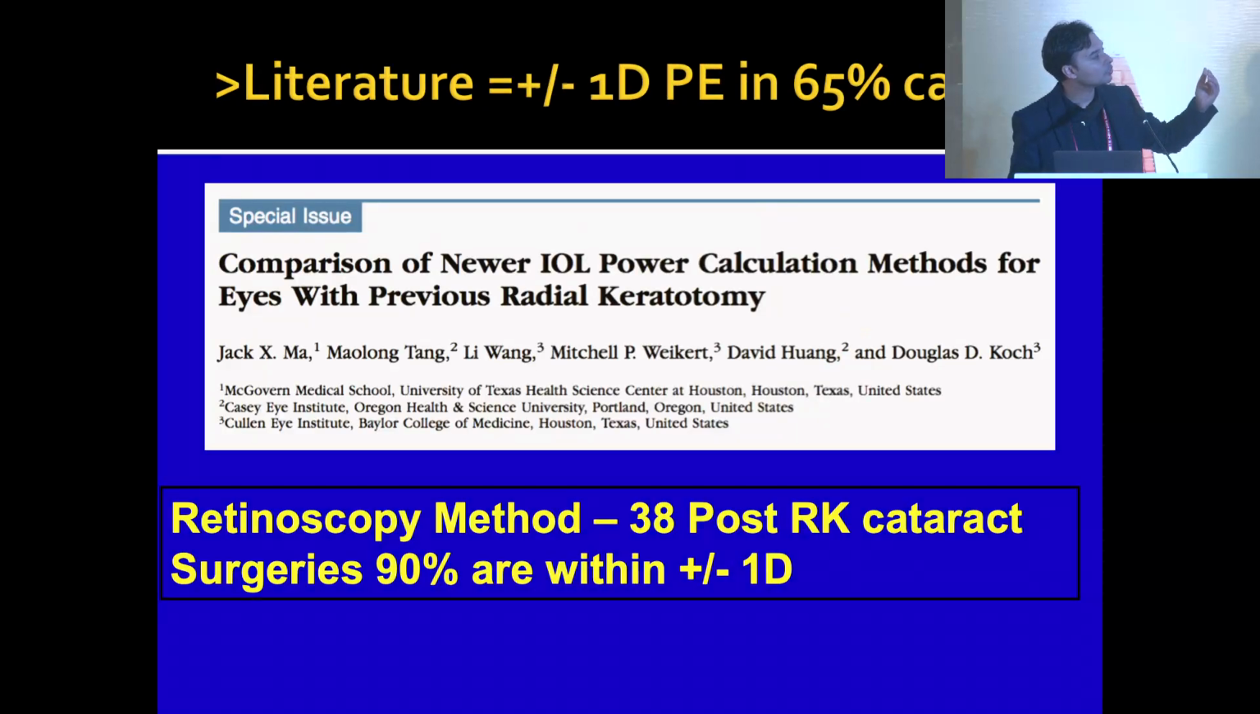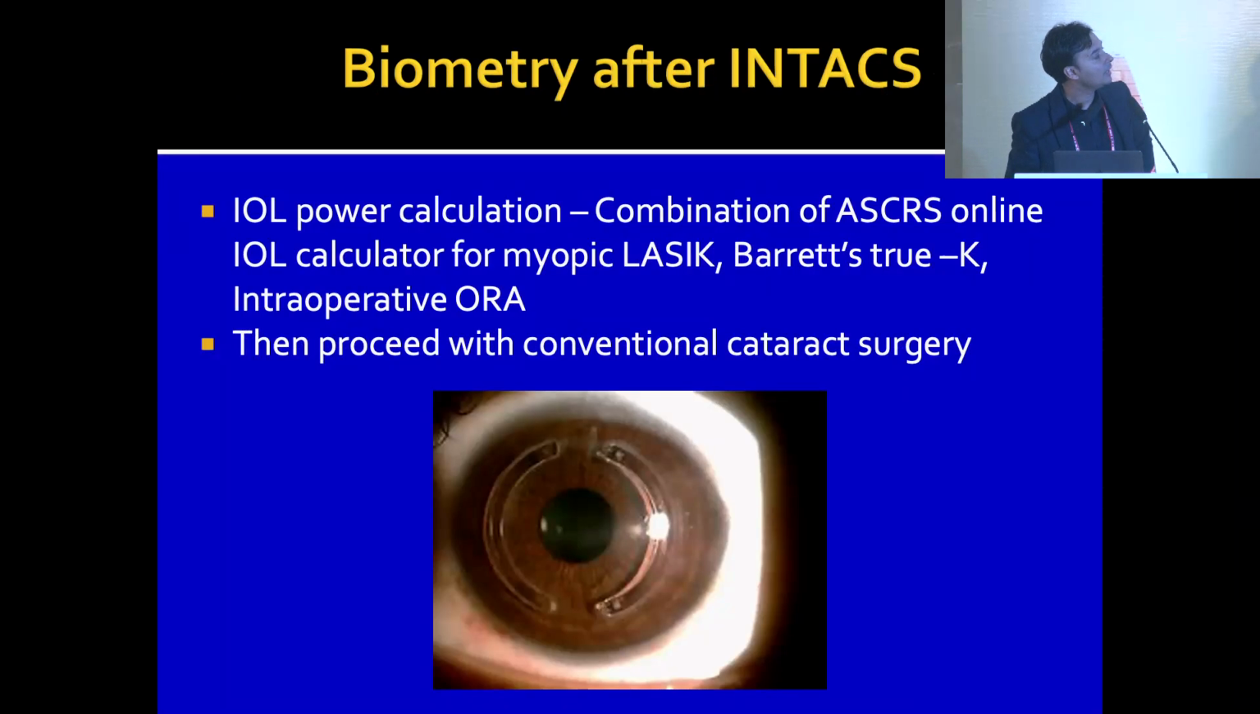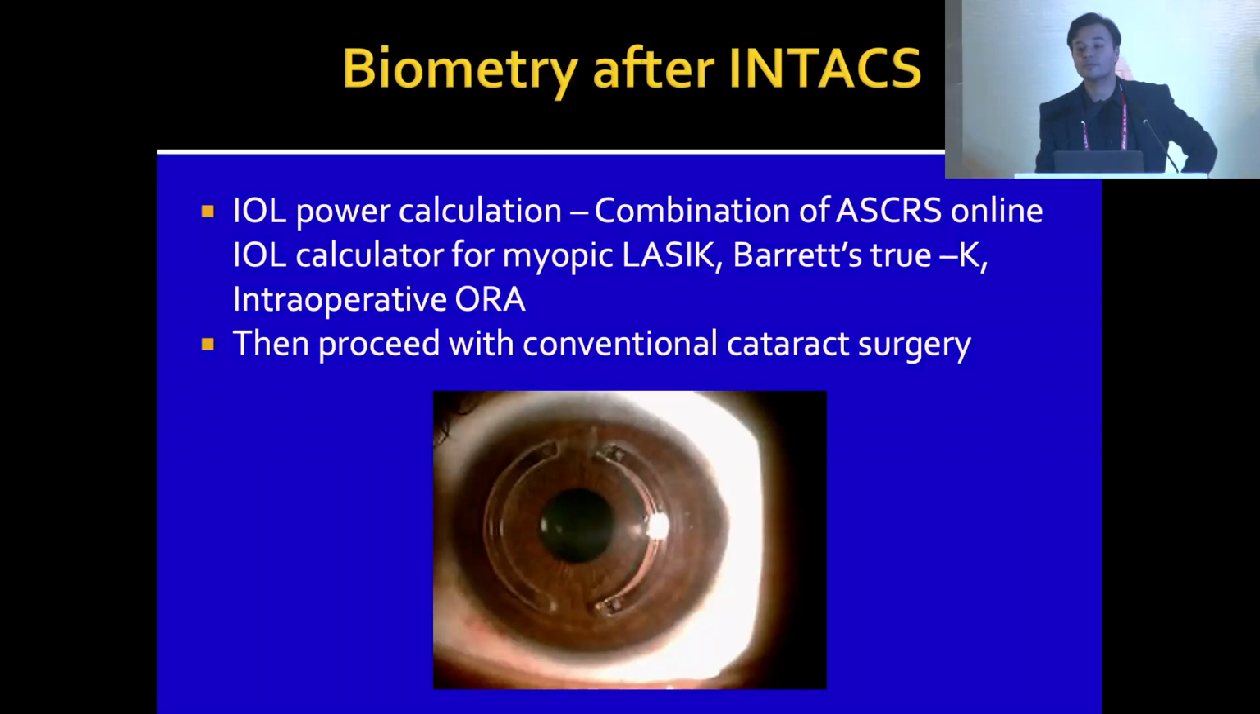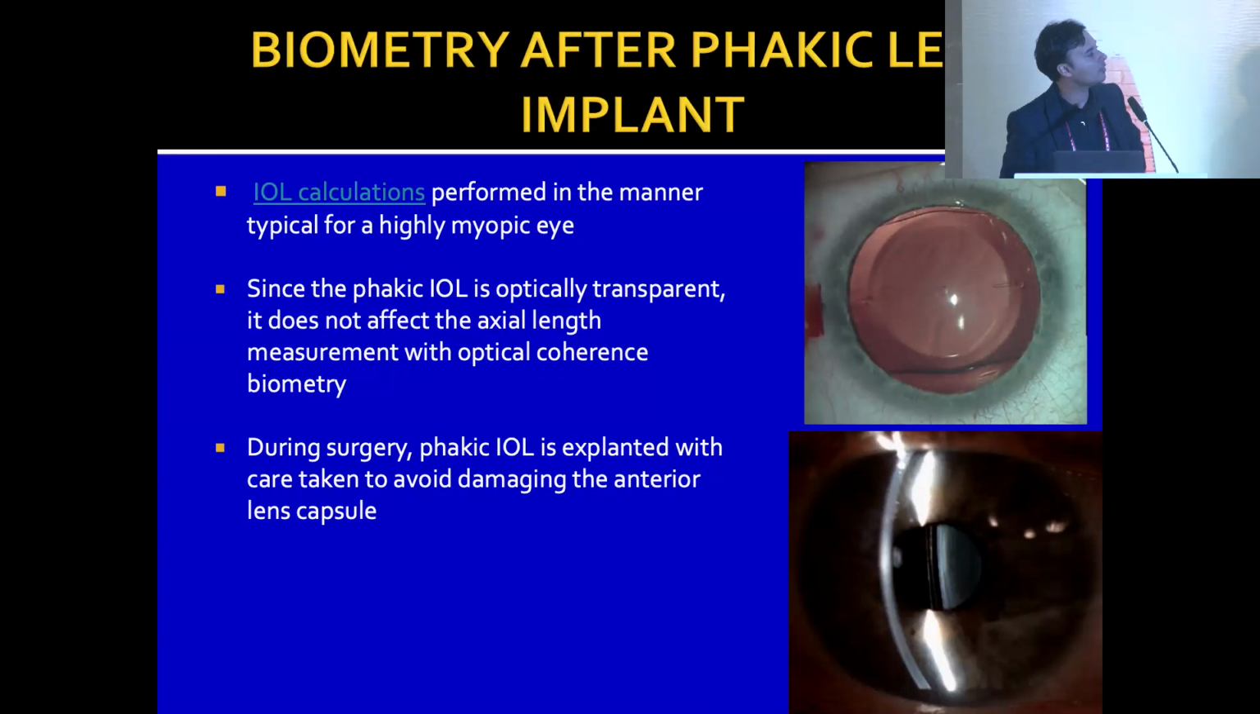And with this retinoscopy method, we have seen in our 38 post-RK eyes, which had a minimum of 12 incisions, so 12, 16, even going beyond to 24, 32 also, that almost 90% of them were within 1 diopter. So this is something that has really helped us to improve our outcomes for post-RK eyes. Now, if somebody has undergone Intacs in the past, of course, you have to treat these patients as if they have undergone a myopic LASIK and calculate in the same way. You will actually get very good outcomes because of that as well, even in patients who have keratoconus.